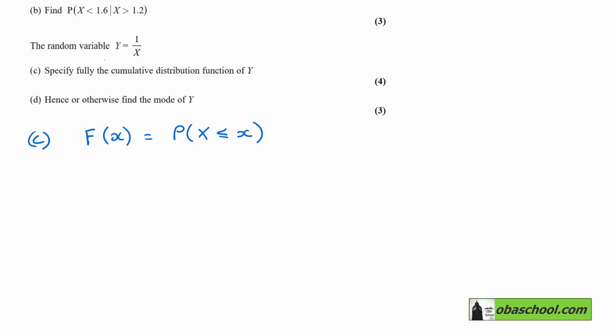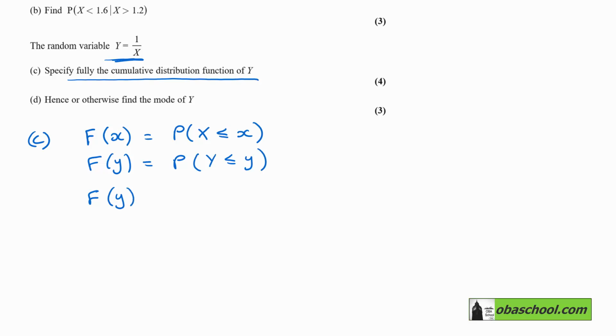So we're having the random variable Y, which is 1 over X, and we want to find the cumulative distribution for Y. So it should be clear that F(y) is just going to be the probability that Y is less than or equal to y. It's exactly the same statement as above, but with a different variable. Now we can use this substitution. F(y) is the probability that 1 over X is less than or equal to y.